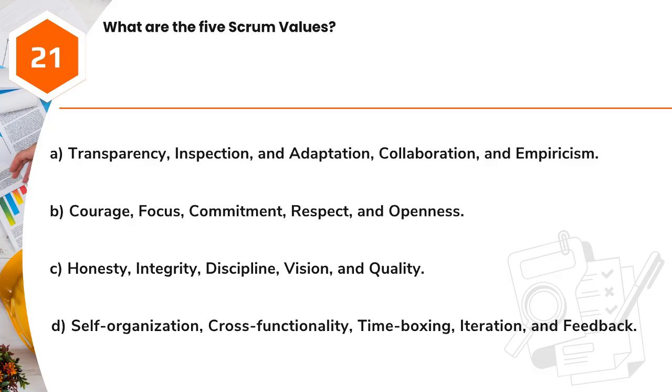Question 21. What are the 5 Scrum values? A. Transparency, inspection, adaptation, collaboration, and empiricism. B. Courage, focus, commitment, respect, and openness. C. Honesty, integrity, discipline, vision, and quality. D. Self-organization, cross-functionality, time-boxing, iteration, and feedback.